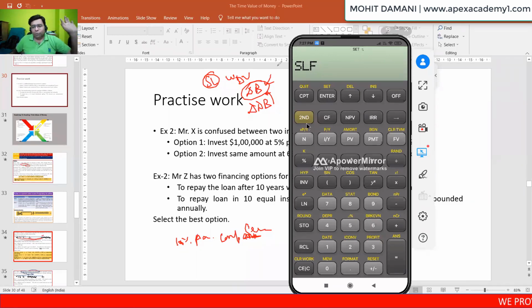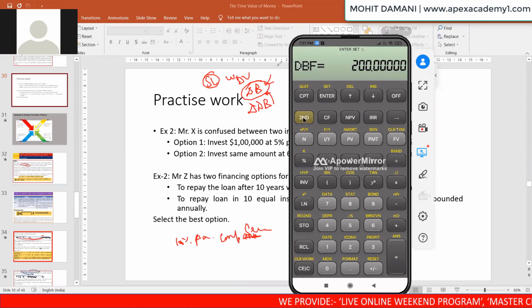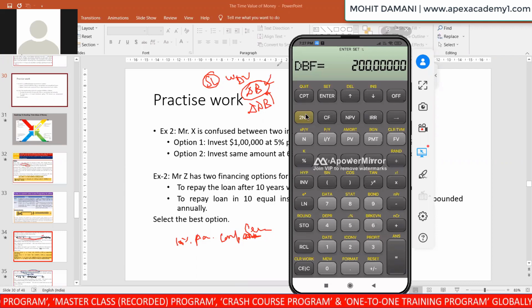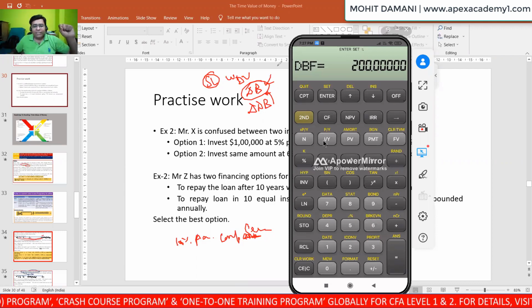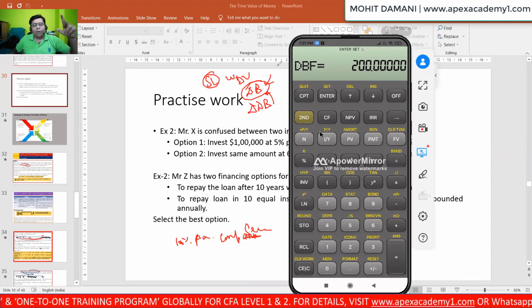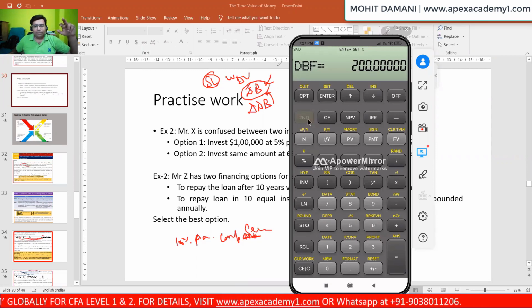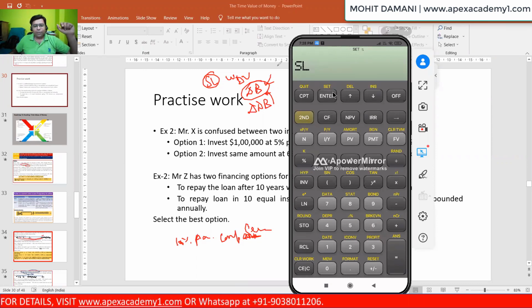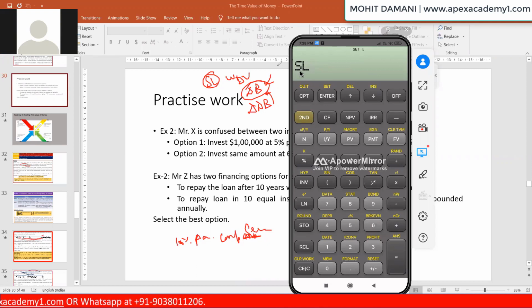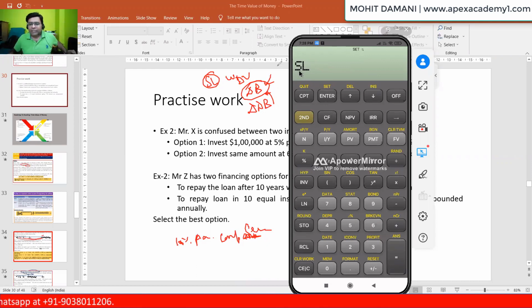SLF, no use. This is a method. Sir, I'm not getting this function at all. Even after putting second and fourth, it's coming SYD. Yeah, SYD. So press second and then enter, and keep on doing that till you get SL. Second and enter. Keep on pressing that till you get SL. Okay, I did get it. Yeah. Thank you.